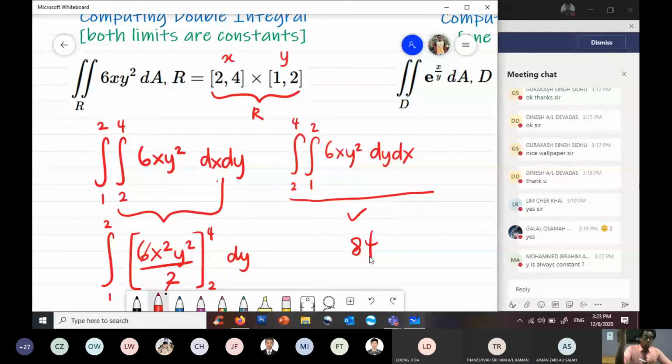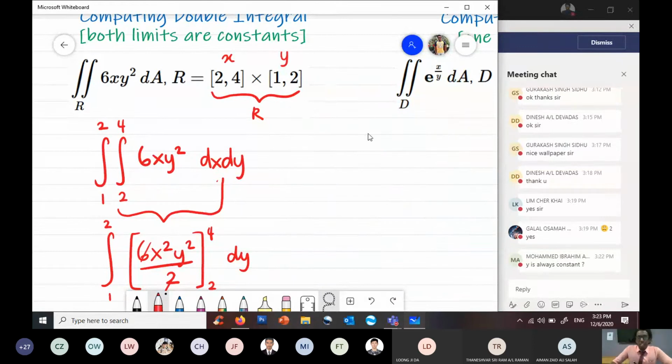Because no matter what you put, y first or x first, as long as you get the limits correct, the rectangle remains the same. Your x is from 2 to 4, your y is from 1 to 2. It's the same rectangle underneath the function. So for this example, if any of you want to purposely choose y first and then x, go ahead. You will get the same answer. You can try it out later on. Let me delete this again.